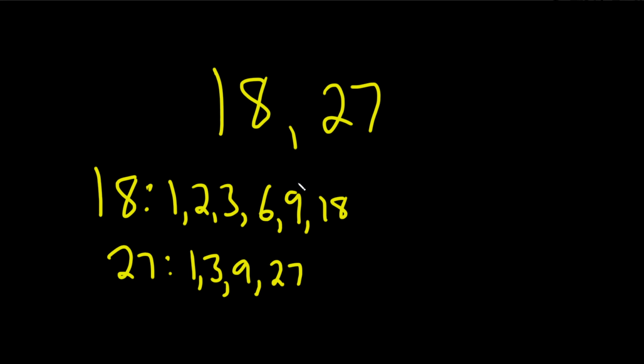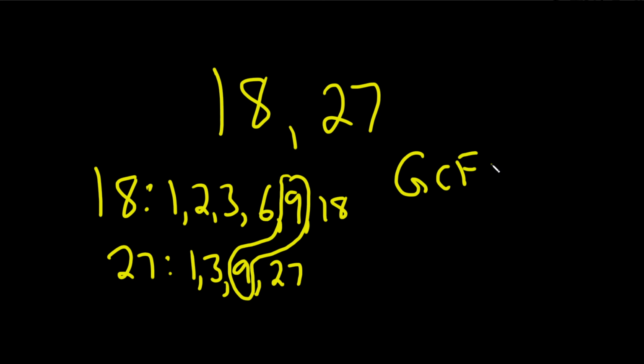So in this case, the greatest common factor, which is also called the greatest common divisor, is 9. So the GCF is equal to 9, or GCD if you want to call it the greatest common divisor.